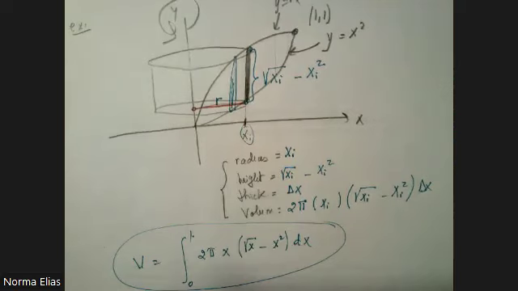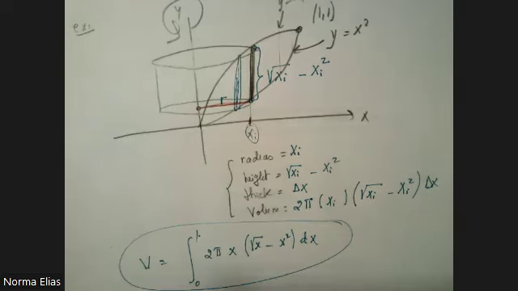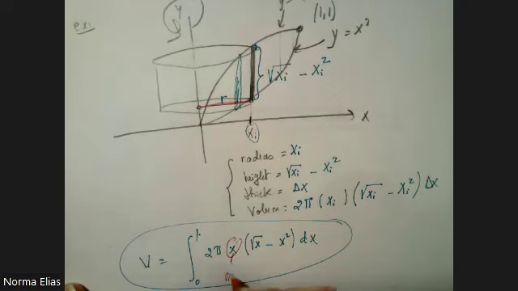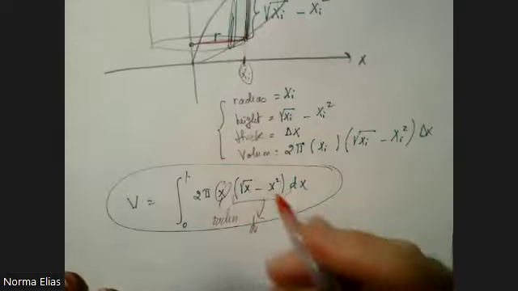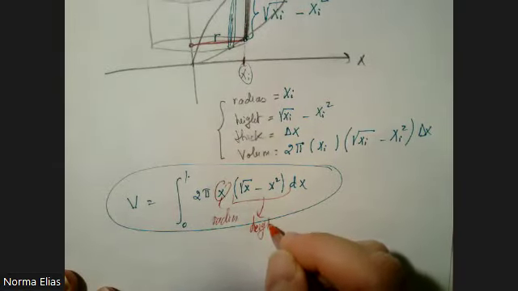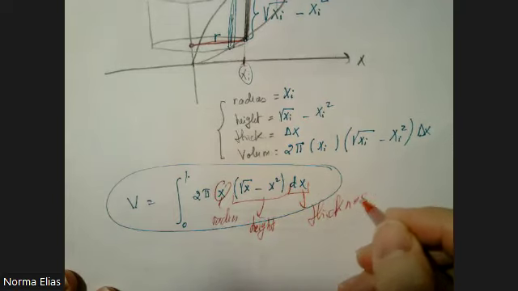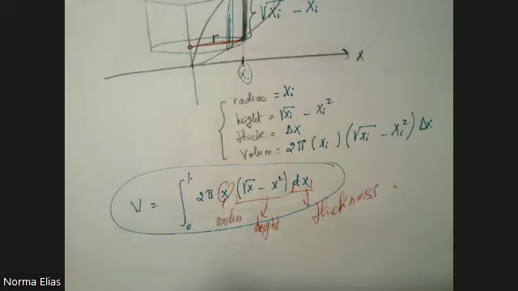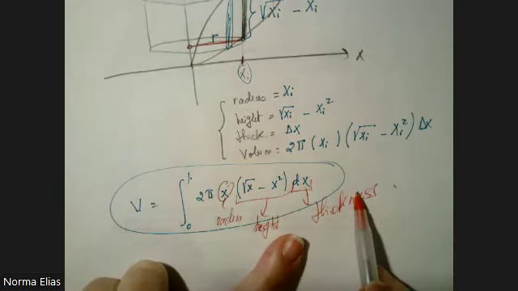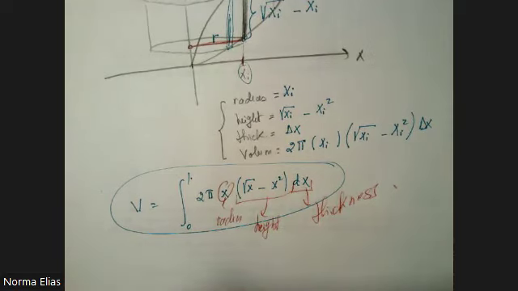Any other question before I let you go? Is the x the radius in the equation? Absolutely. X is the radius. Crucial. That's the radius. This is the height. That's how I read this integral. This is the height, and this is the thickness. That's how you read the problem: radius, height, thickness. Any other questions?